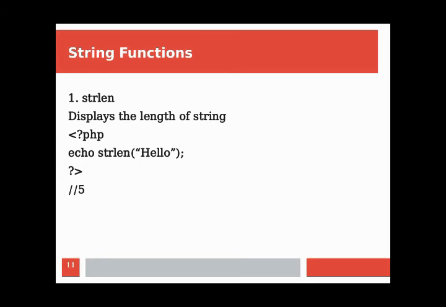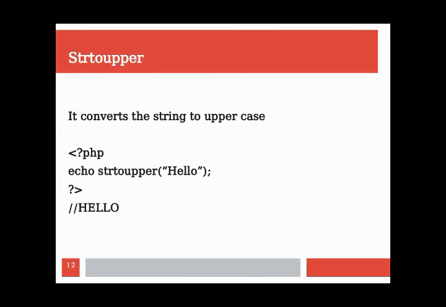HELLO has 5 letters, that's why there are 5 characters here. When we execute the program, the output is the length of the string, which is 5, hence the output will be displayed as 5.